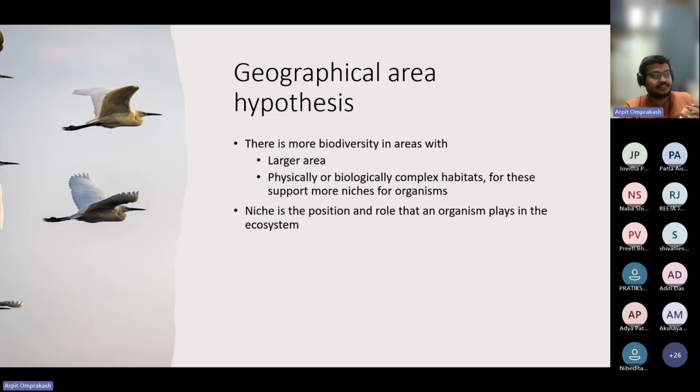So what is a niche? A niche is the position and role that an organism plays in an ecosystem, right? So let's say you have a small area here and you have a large area here, right? Here, because there's a small area, there'll be a limited number of resources. There'll be limited area to reproduce, to have offspring, to survive. There'll probably be more competition, and there'll be less biodiversity. And if this area is very small, it might also be very homogeneous. So it won't have a lot of different complex habitats. So it will have fewer species.